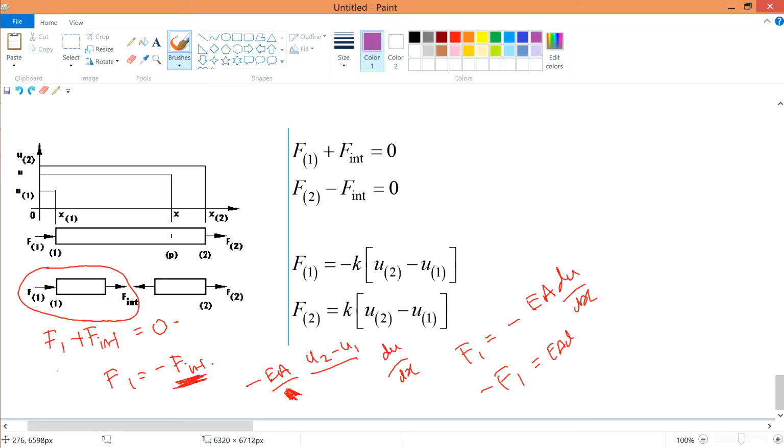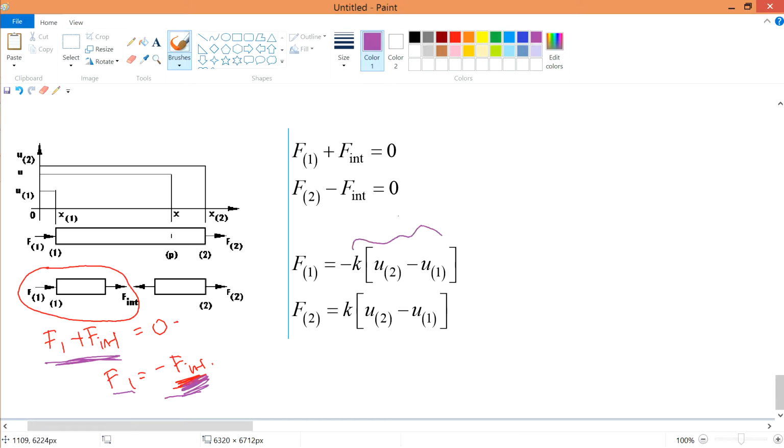So if I have F1 plus F internal equals 0, which is this one because they are going in the same direction, then if I bring the F internal over to the other side, I have F1 equals minus F internal. And in fact, this thing over here is the F internal equation.